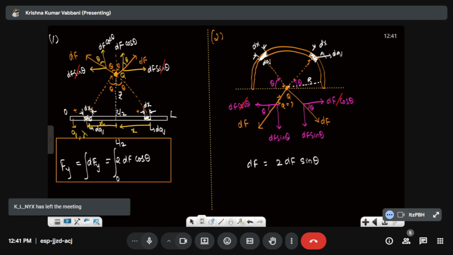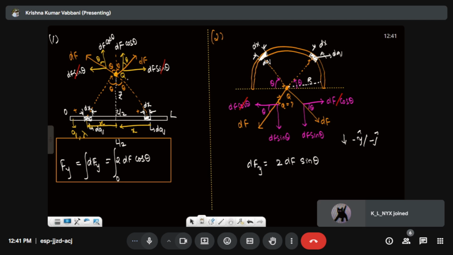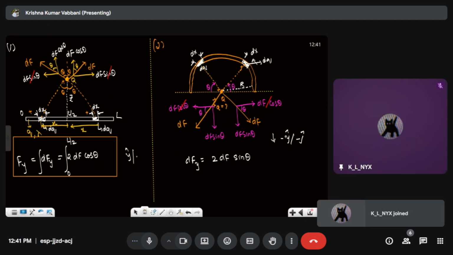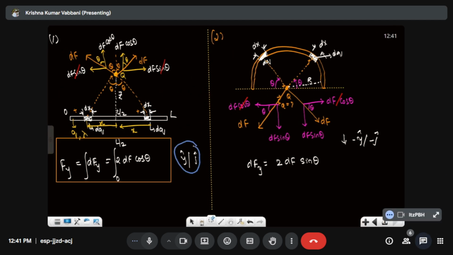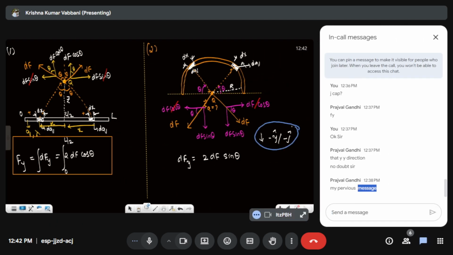Okay, so what is the direction? This is the y direction. So don't think about minus or plus. Don't take minus or plus. This minus or plus will come when you're taking the direction vector. If it is the down direction, we have to take minus y or minus j cap. Now this is the upward direction, that's why we have to take y cap or j cap. Okay, Nandi, don't worry, when you solve the problem I will explain this.